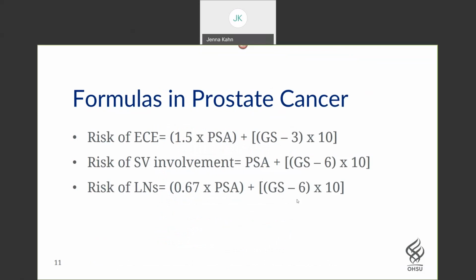There are also these formulas in prostate cancer. You don't have to know these, but I just put them in here so you understood that sometimes we do a quick mathematical equation to see the risk of extracapsular extension, or going outside of the prostate, or the risk of seminal vesicle invasion, also going outside the prostate and invading into the seminal vesicles we saw before. And then the risk of lymph nodes. The higher your Gleason is, the higher the risk of your lymph node involvement is. But we also want to take into account the PSA with all of these.